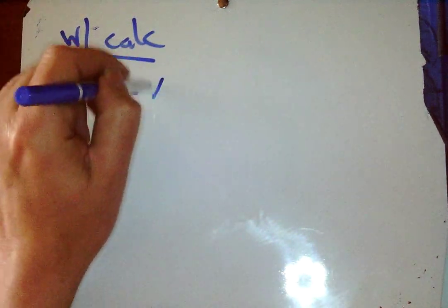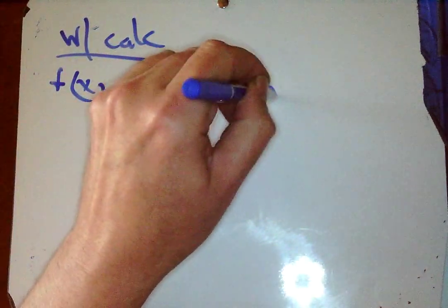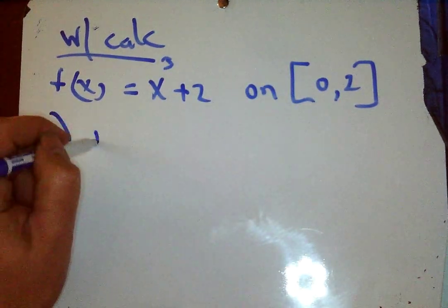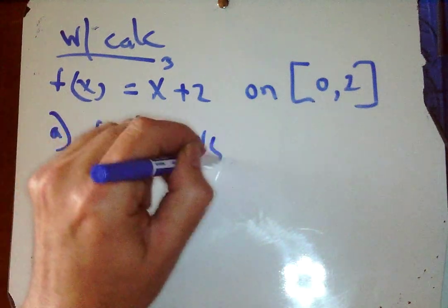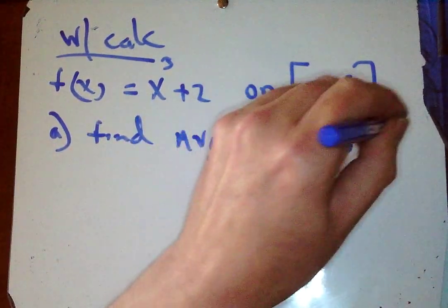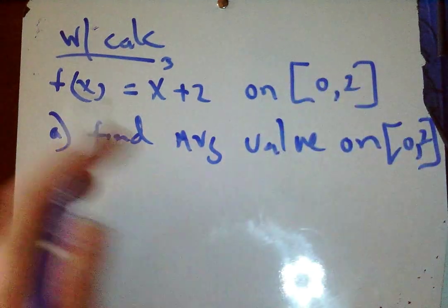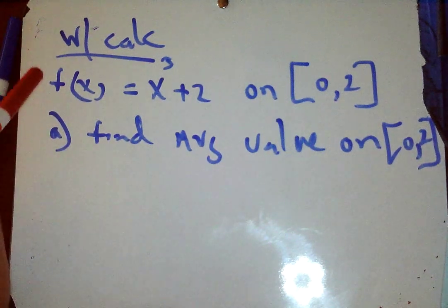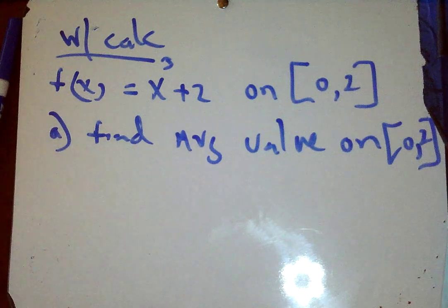All right, so here's the last one that I want to look at with you, and I think you should do this with your calculator. F of x equals x to the third plus 2 on 0 to 2. A, find the average value on 0 to 2. And to speed things up, I encourage you to use your calculator. Okay. Go try that. Tell me what you get when you come back.